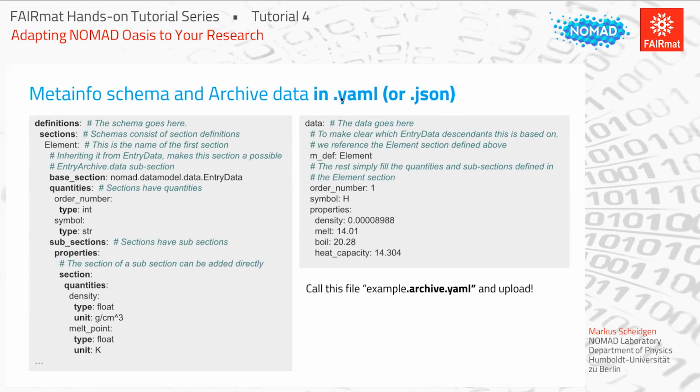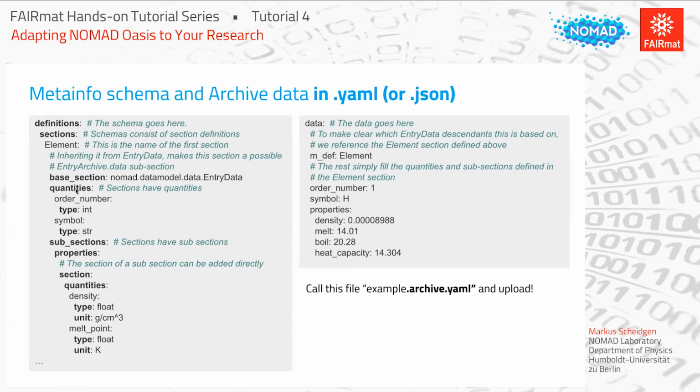YAML is typically more convenient to write, and then your YAML documents could look like this. So this is a simple example. Tomorrow we go into more details about this, how you would write down your schema. But it's the same thing as before, right? You're basically saying, okay, I want to write down some definitions. First, I want to write down some sections, and then you're writing down some sections. Like here, I create a section element.